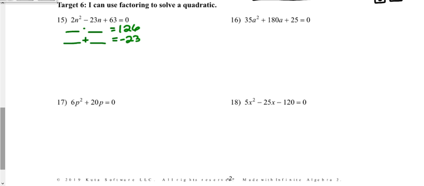So I think we could have negative 14 and negative 9. So we're going to rewrite our quadratic. So 2n squared minus 14n minus 9n. Notice I didn't take the shortcut here because a was not 1.